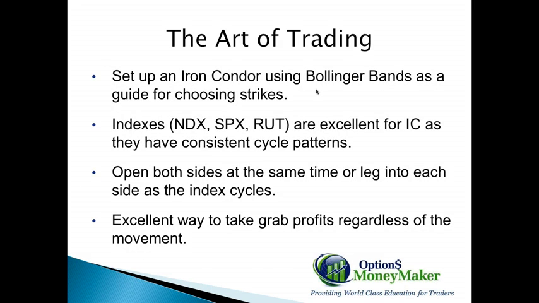You can set up an Iron Condor just simply using Bollinger Bands as a guide for choosing your strikes. If you place your strikes outside the 2 and 3 standard deviation Bollinger Bands, or if you place them outside support and resistance as you become more proficient at identifying those, then you can very simply place your Iron Condor and wait for the index to move and cycle up and down.